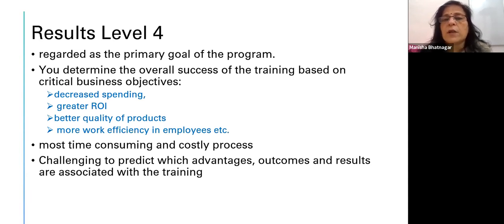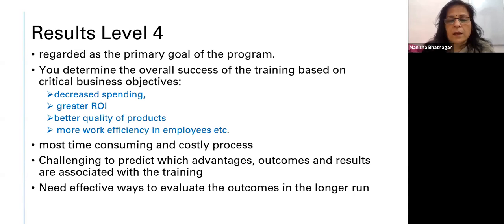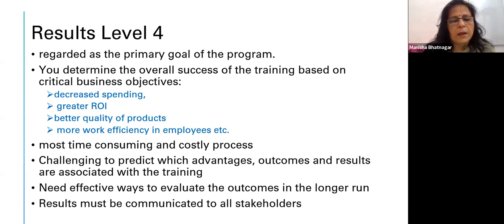So, filtering it out and separating them would be a challenge and would be a difficult task. Here, you need effective ways to evaluate the outcomes in the longer run. What are the outcomes of the training, the results of the training that are there? And results must be communicated to all stakeholders.